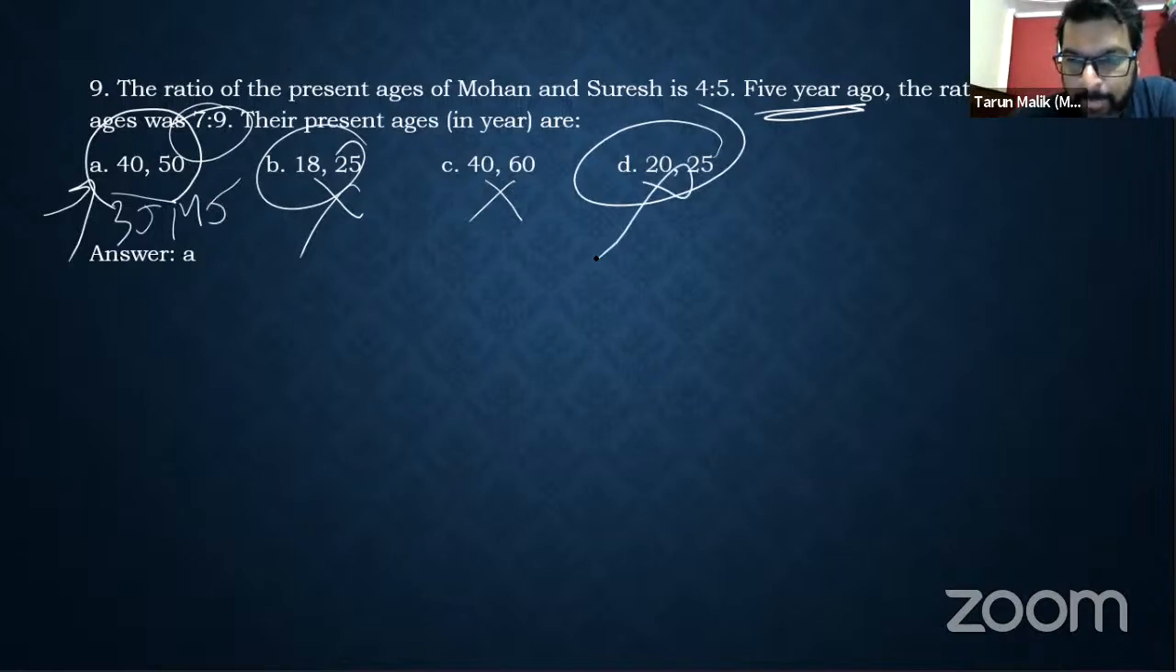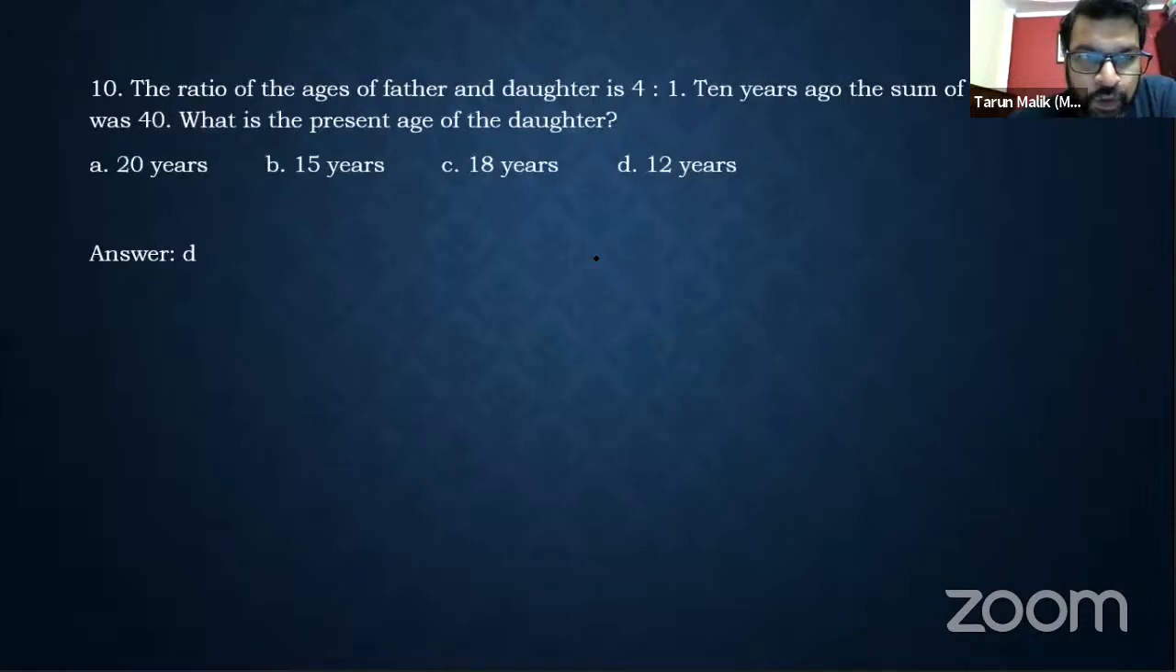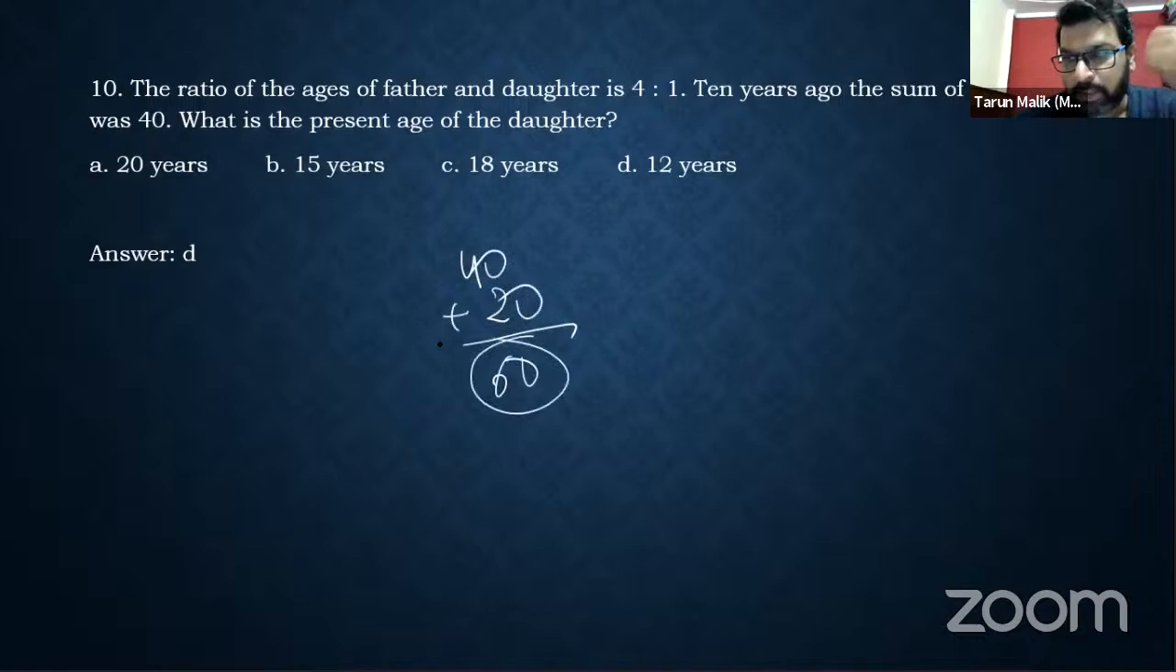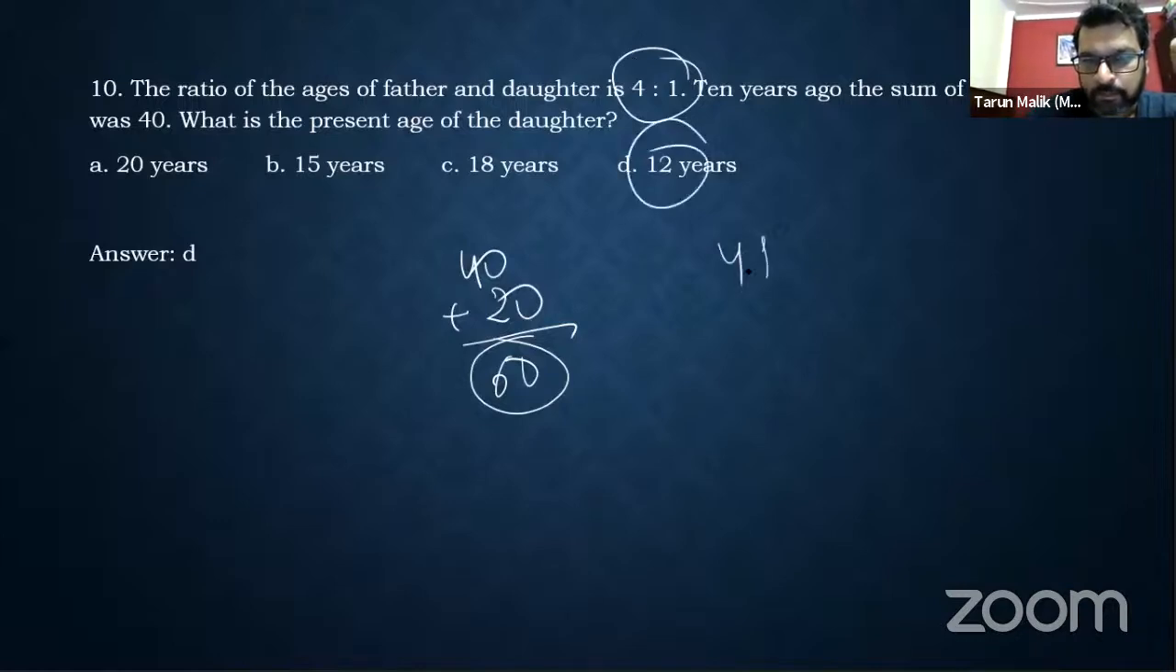Just look at the options. So you see the questions are not actually tough. This is also the same. The ratio of the father and daughter is 4:1. 10 years ago, the sum of their ages was 40. Think on this. If 10 years ago their sum was 40, as of now both will be 10 years older, so the sum will become 60. So I just need to divide 60 in the ratio 4 and 1. So 12 and 48. Till now, anyone has doubt?